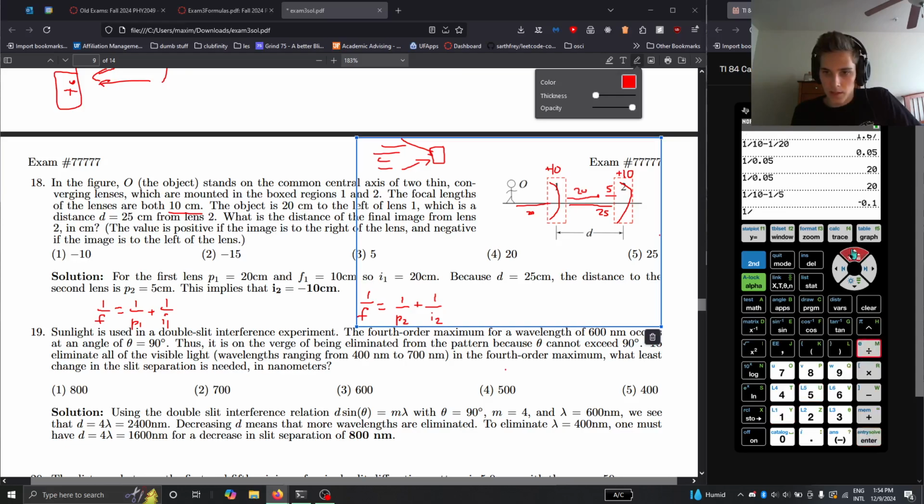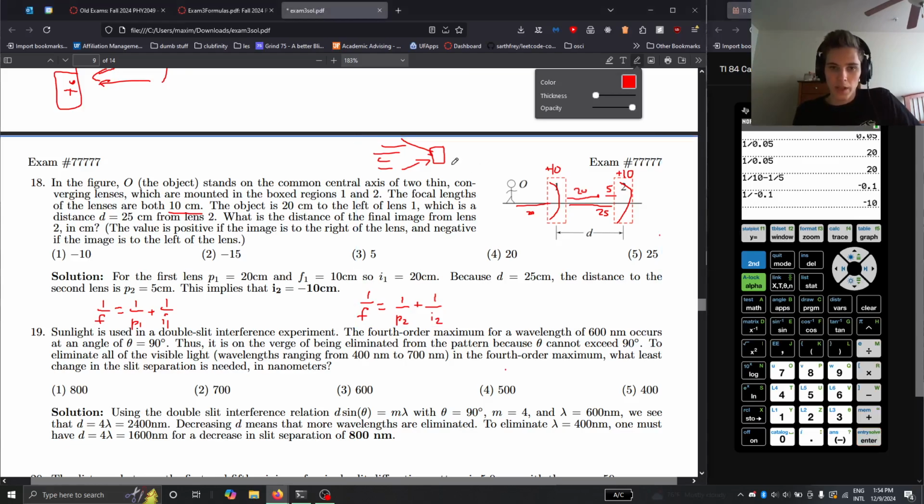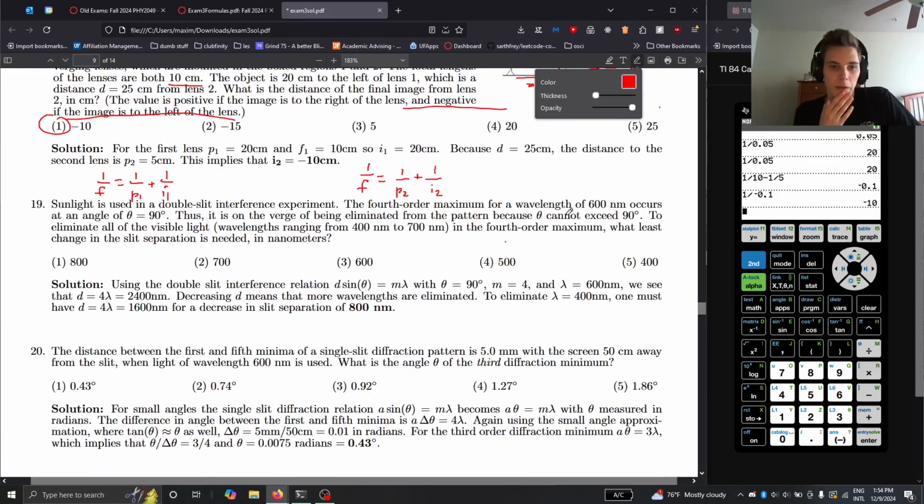1 over that. We can see that we actually get negative 10, which unlike the positive 10 we got here, negative implies that the image is to the left of that lens. But again, since we use the right sign conventions, we didn't even have to know that. We just use what the formula outputs.